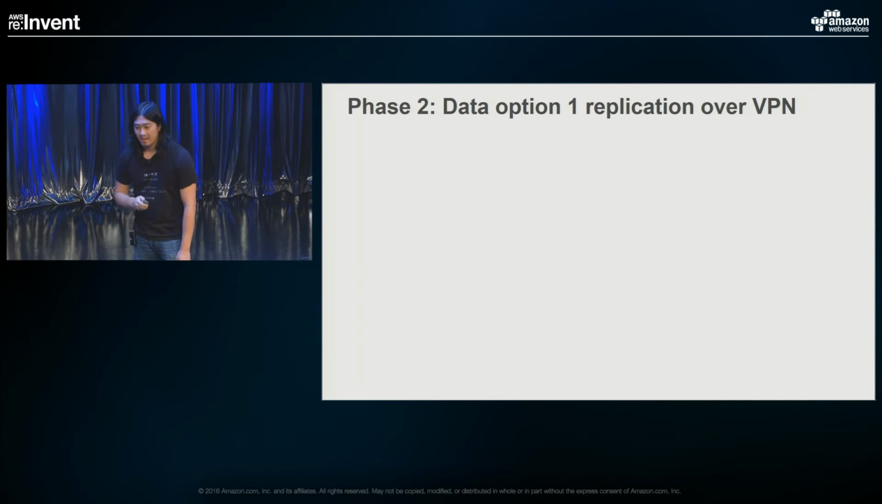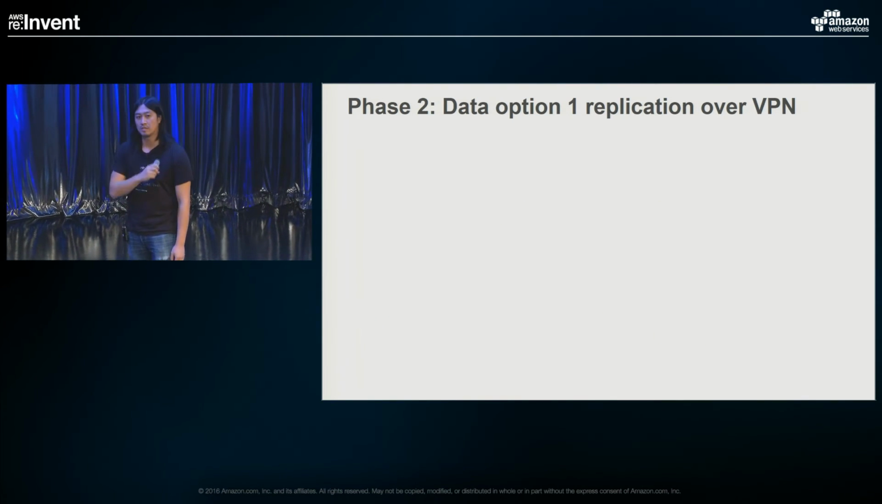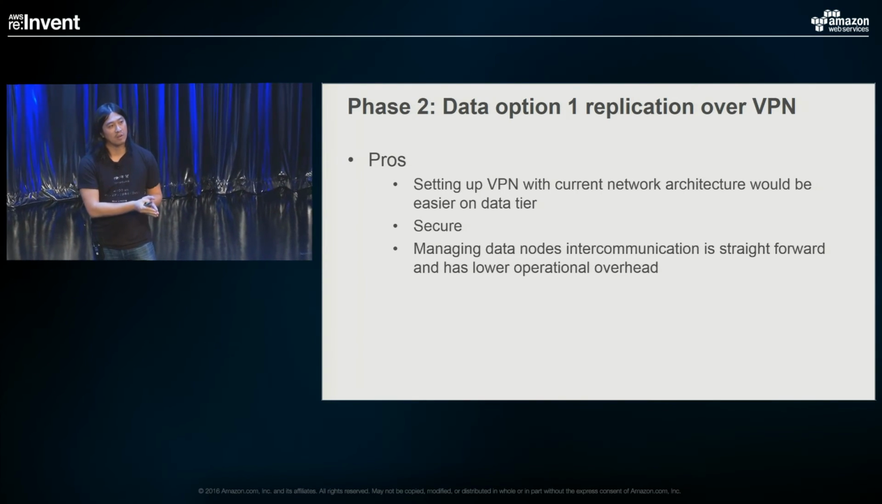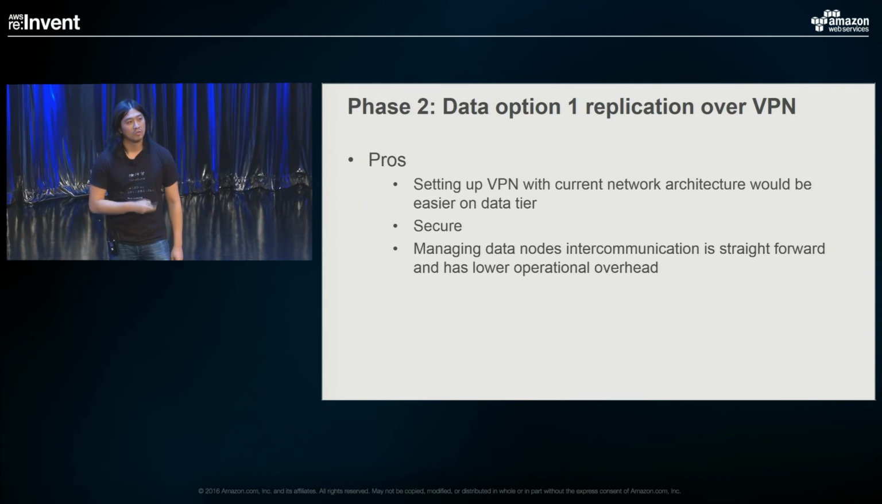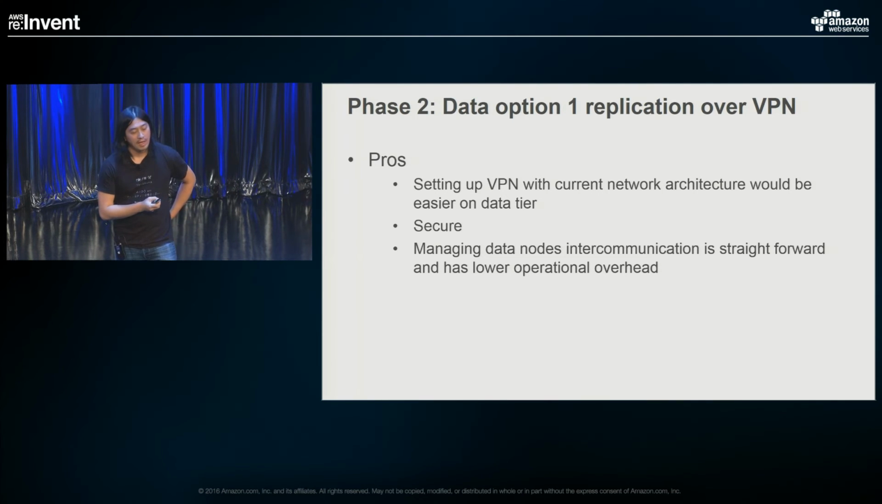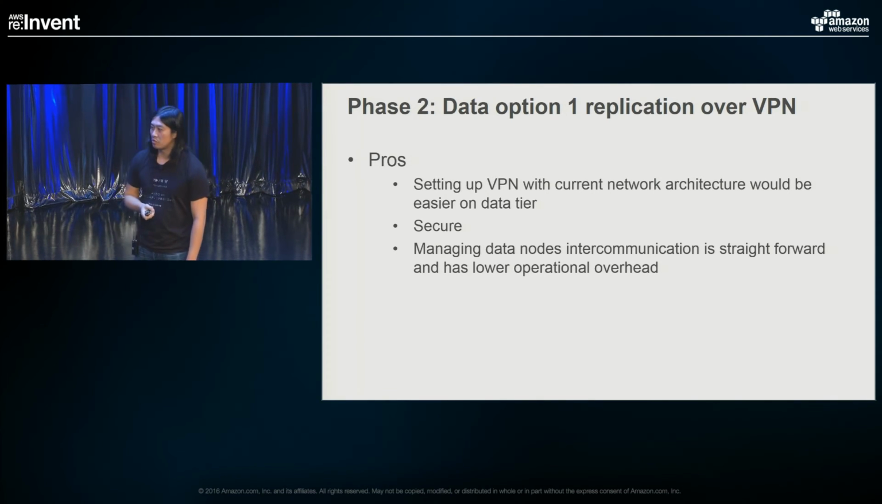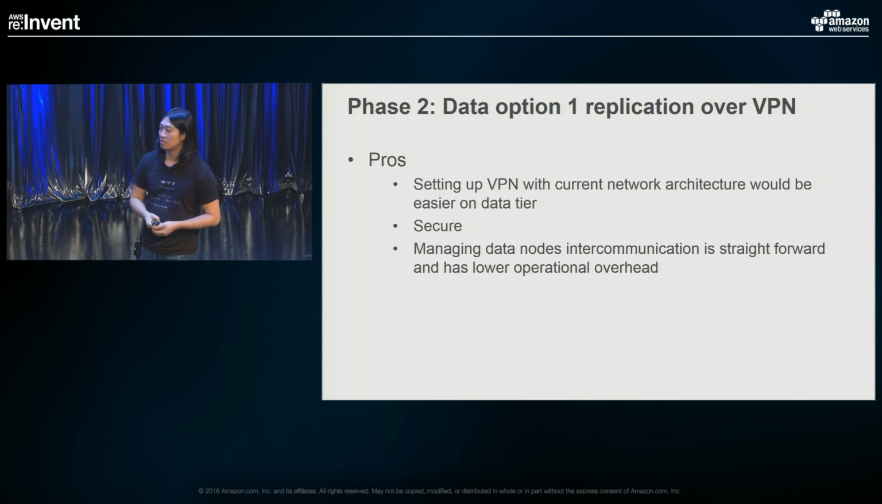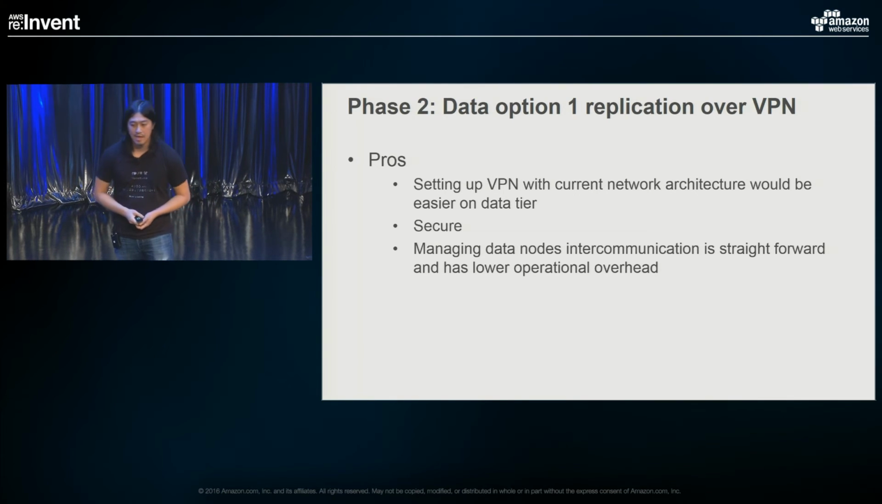There are some advantages to doing that. And depending on your use case, it may be the way to go. So for example, setting up a VPN with our particular current network architecture was actually very easy. It wasn't that difficult to do. It was very straightforward. It was also secure, because only our traffic will be going over it, nothing can look at it, no man in the middle, so we can really trust the communication channel. And managing these data nodes is also pretty straightforward. We don't have to think about what kind of IP a particular node has. It's all taken care of. There's lower operational overhead. We don't have to create new scripts to manage it. It should be about the same.